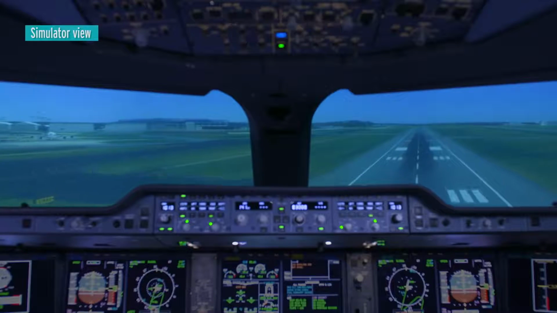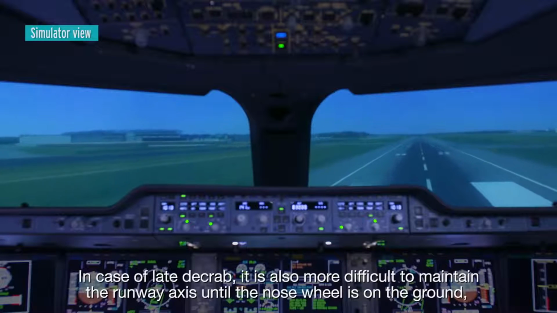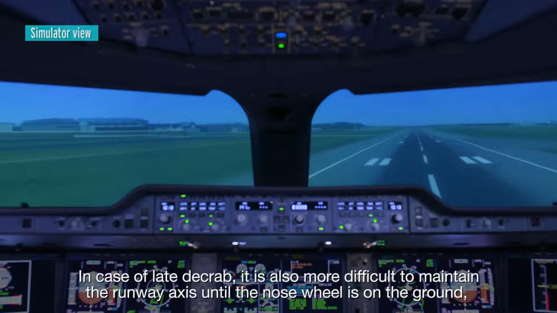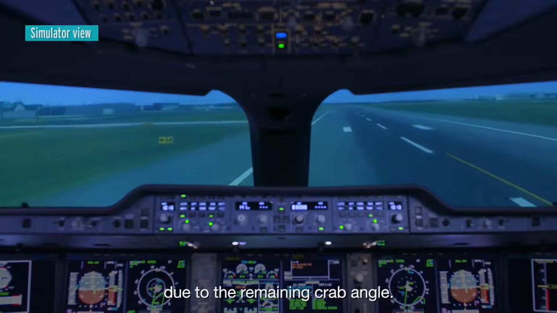In case of late decrab, it is also more difficult to maintain the runway axis until the nose wheel is on the ground, due to the remaining crab angle.